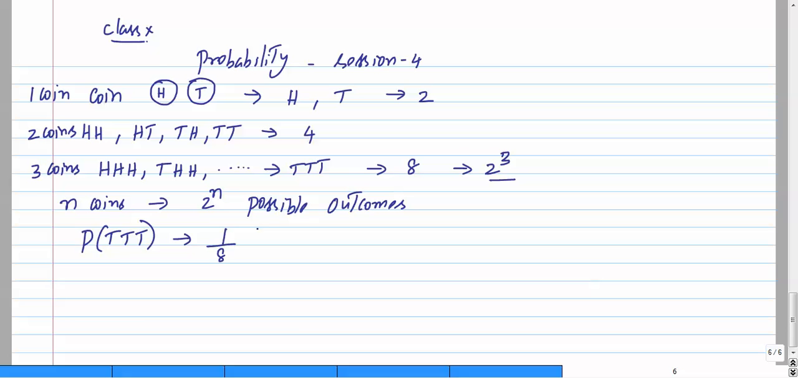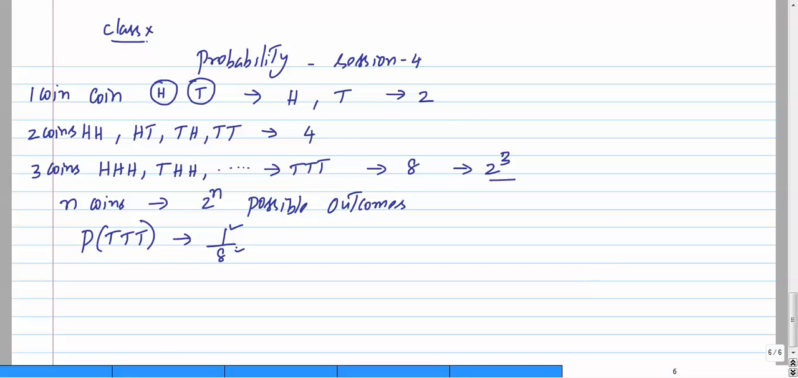Because now we are stepping into the next level of probability. Instead of tossing just one coin, here I'm going to toss two coins, another case three coins, again up to n coins, and I want to find out the probability of a favorable outcome. So in that case, the probability is the number of favorable outcomes upon the total possible outcomes, which is 2 power n.